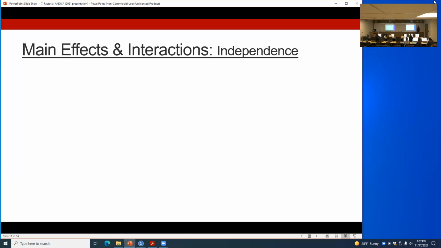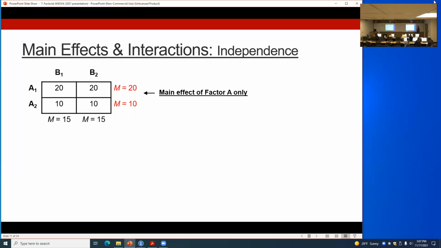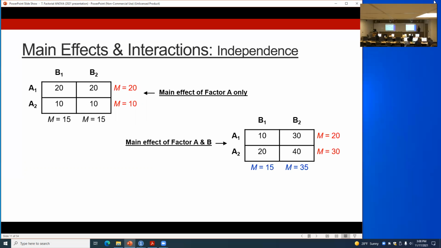Main effects and interactions, again, as I said before, these are independent of one another. And that's it, right? Across levels of factor A, scores decrease as we go from A1 to A2. There's no effect of factor B. B stays the same, right? Doesn't matter. Here, main effect of factor B and B.